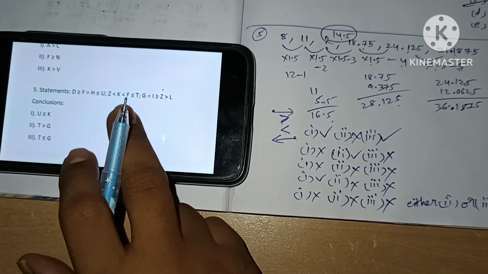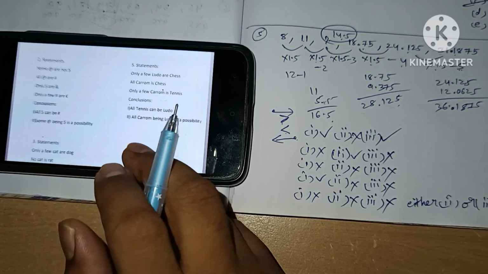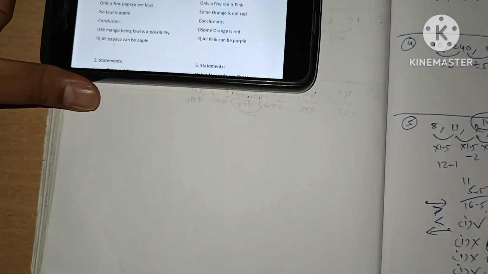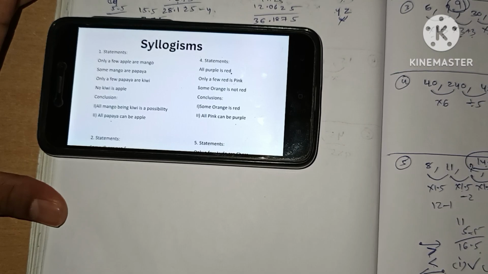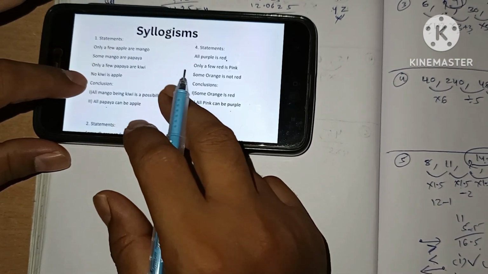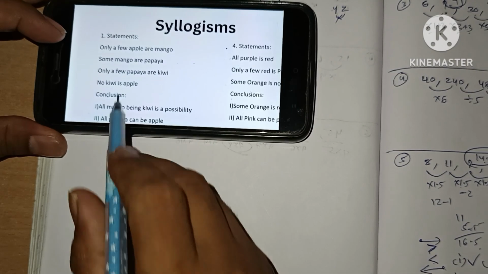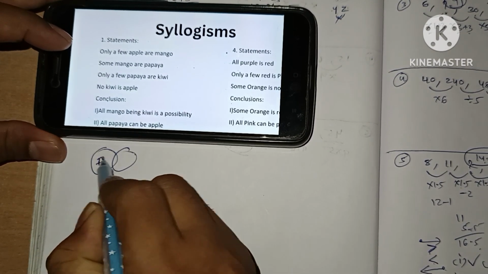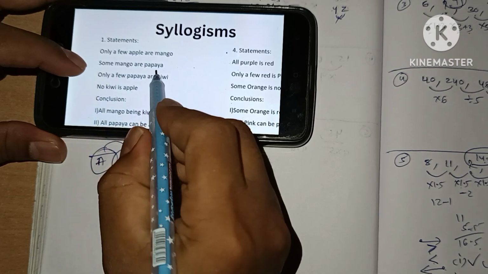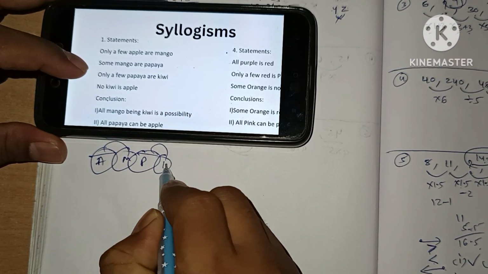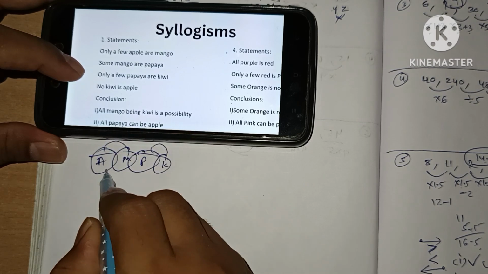Okay, now we are going to see syllogisms. First question. Only a few apple are mango. Some mango are papaya. Only a few papaya are kiwi. No kiwi is apple.